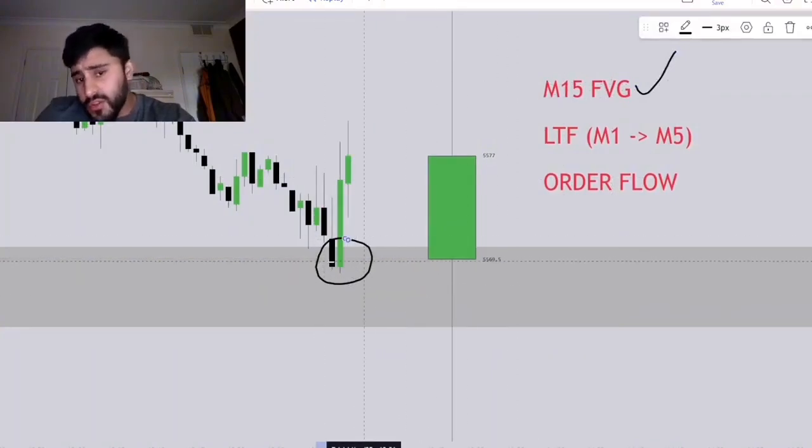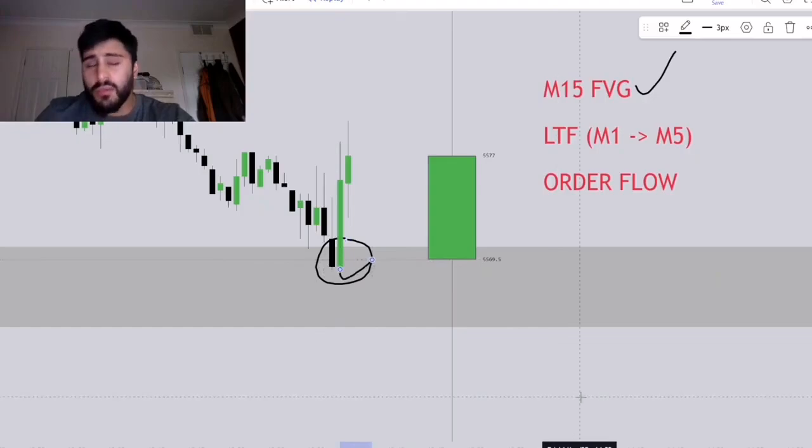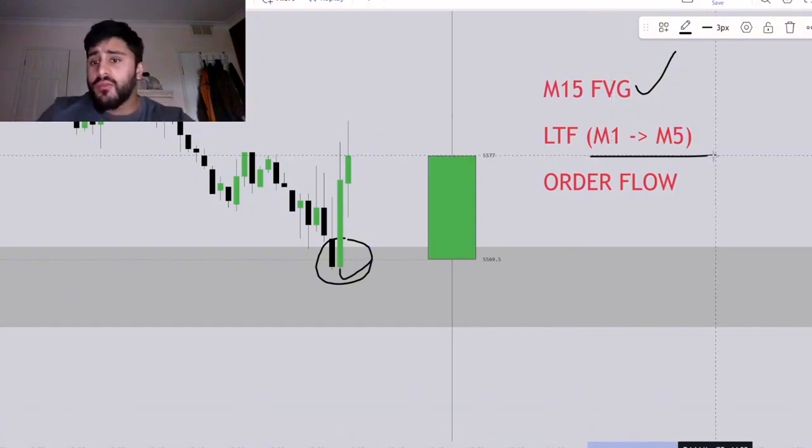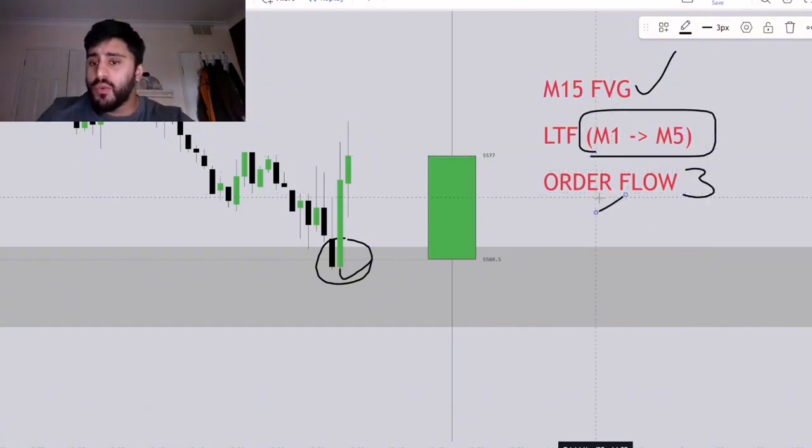It's also worth noticing price is tagged in below the daily opening price. This gives us increased confirmation for taking the buy in the first place. Now from here, we're on the lower time frames and we're looking for that 1 minute entry. Now the third thing, and this is the most important thing that traders mess up on, right? It is the order flow.